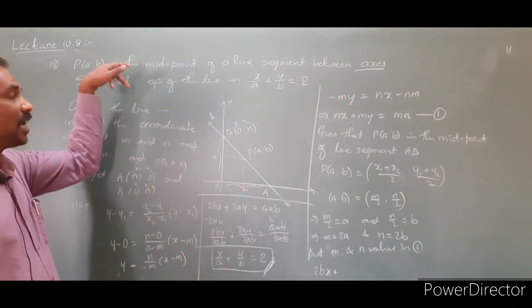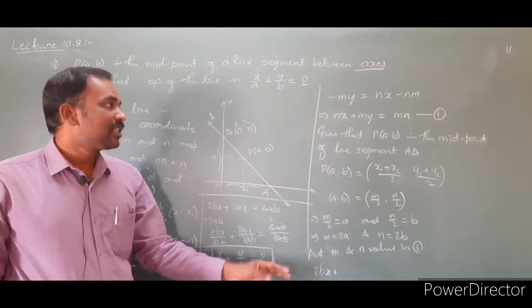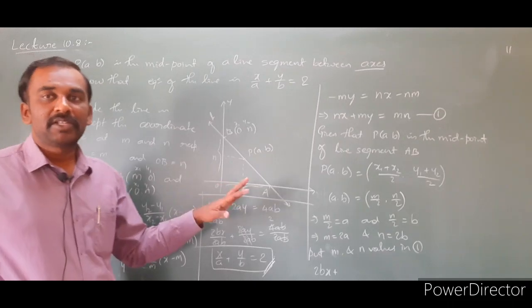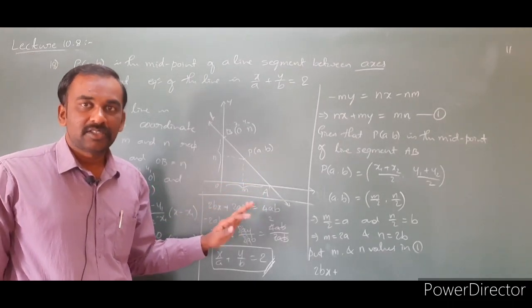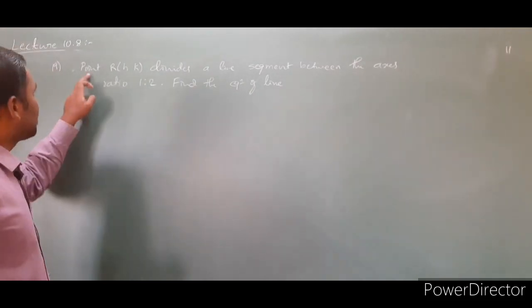Whenever P having the coordinate a comma b is the midpoint of the given line segment AB between the coordinate axes, this is the equation. Okay, next one, the 19th one.